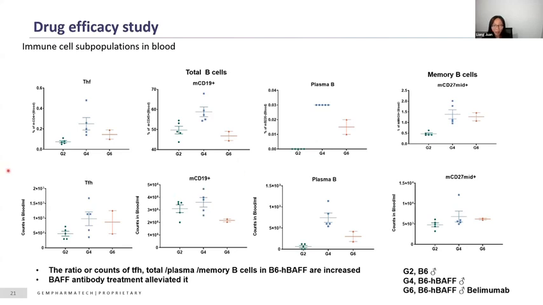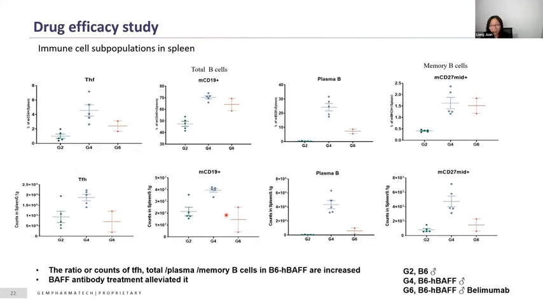Then we would like to know the mechanism of the drug. We performed a flow cytometry study to analyze the subpopulations of immune cells in blood. As expected, the ratio and count of TFH cells, total B cells, plasma cells, and also memory B cells are all increased in the disease humanized mouse model. And with treatment with the BAFF antibody, it could reduce these immune cell subpopulations in blood. Similar results were also observed in spleen.